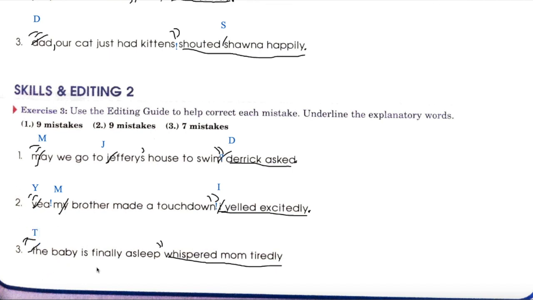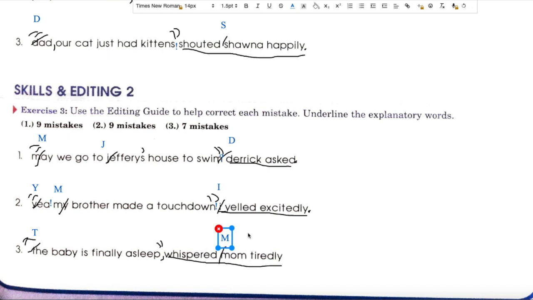The baby is finally asleep. Well, this is a statement, so we need a comma here. We need to capitalize the word mom because we're using the word mom as a proper noun. And we need a period at the end of the sentence. Let's count our mistakes. 1, 2, 3, 4, 5, 6, 7. We have them all. Okay, that is the end. That was really hard. You should be proud of yourself.